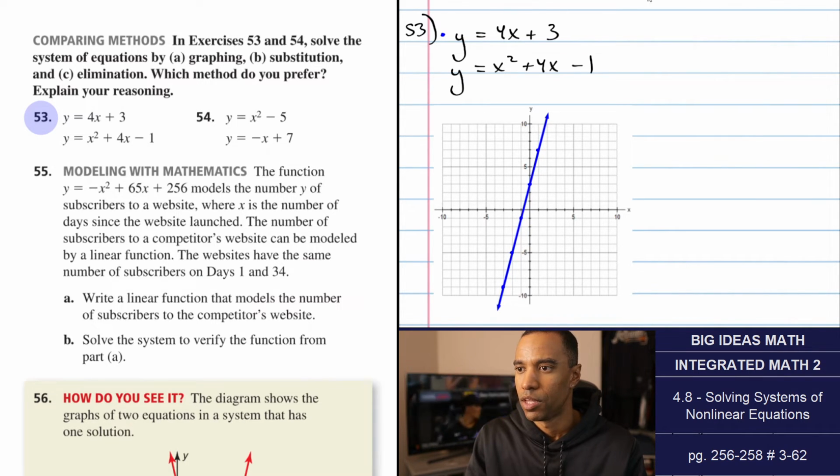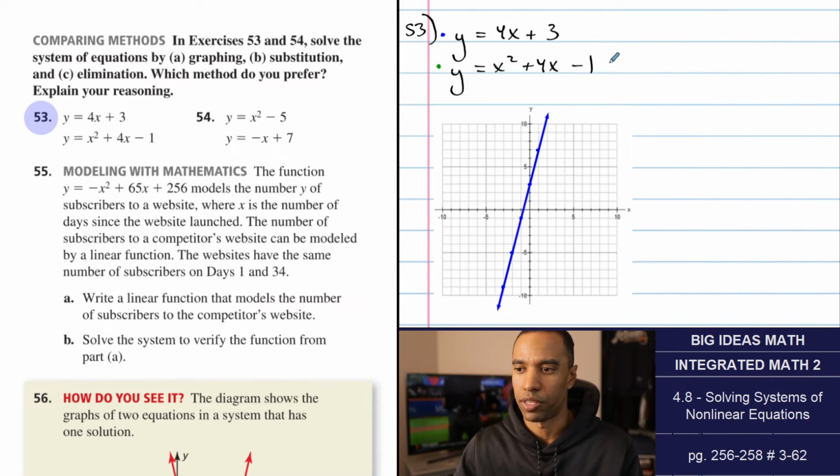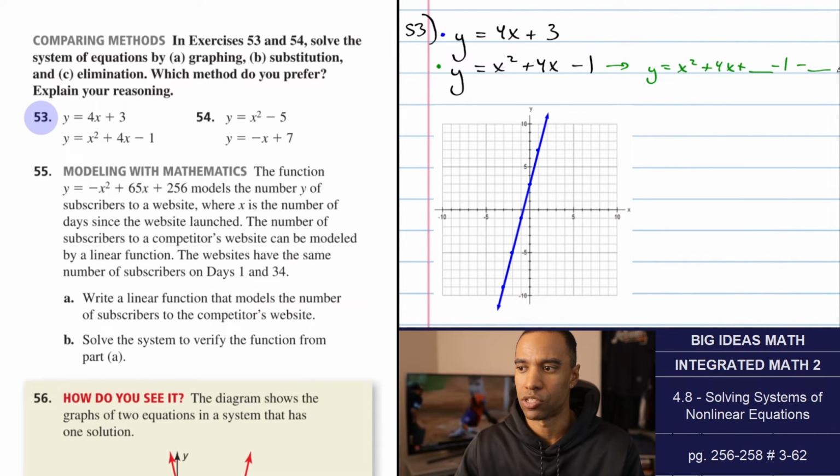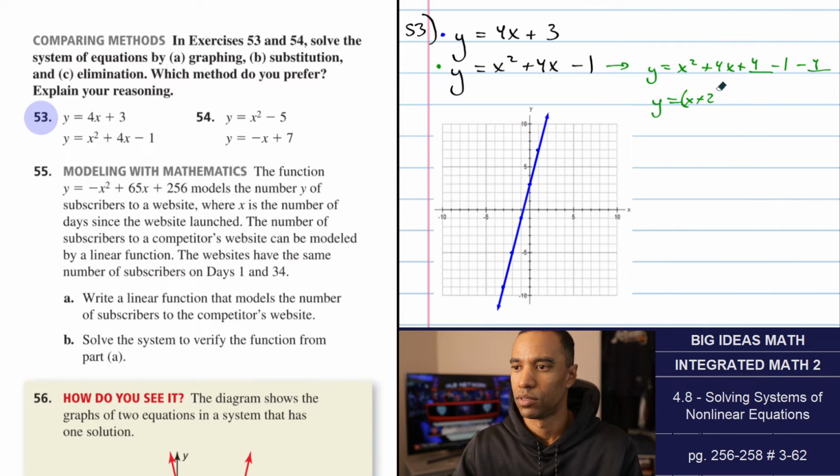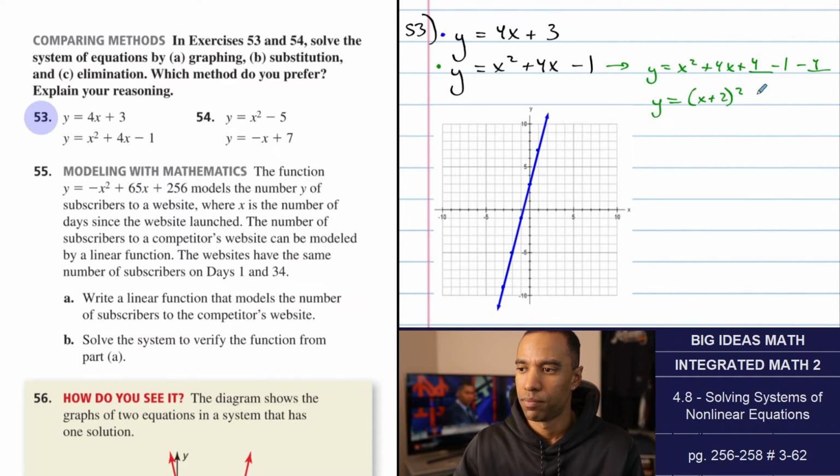So here's your line. The green one, let's get it in vertex form. I'm going to use complete the square. So y equals x squared plus 4x plus something minus 1 minus something. That's a 4 and a 4. So this would be y equals (x plus 2) quantity squared, then minus 5. So your vertex is at (-2, -5).